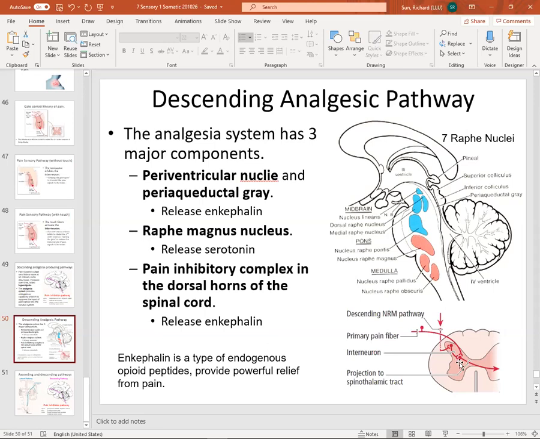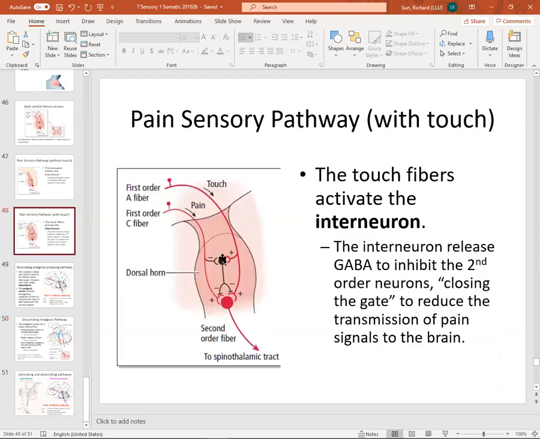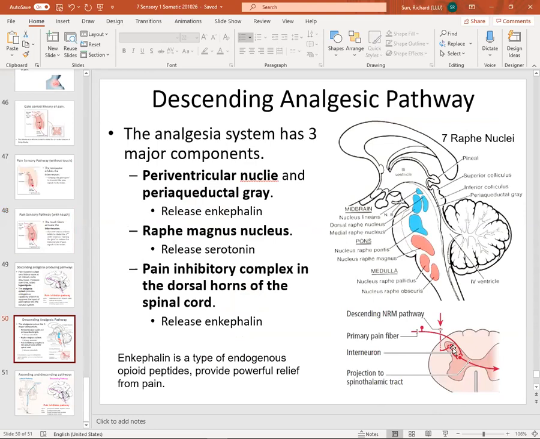In the spinal cord, here is the primary pain signal going in here, this second order. We talk about another interneuron. This is a GABAergic interneuron. Here we see another interneuron right here. This one is the one that will release the enkephalin again. So this will immediately block the pain signal right at the dorsal horn of the spinal cord. So these three components are part of this descending analgesia pathway.